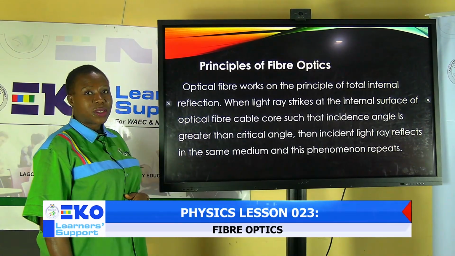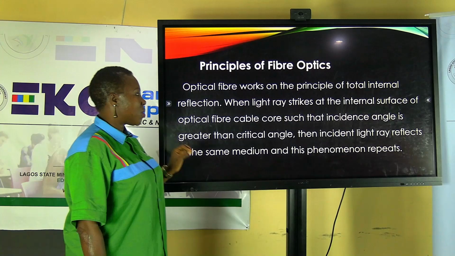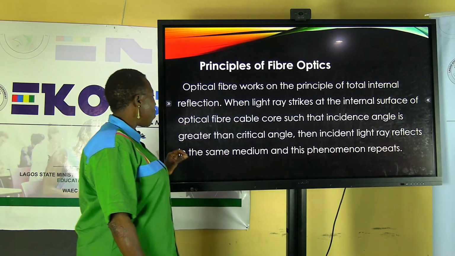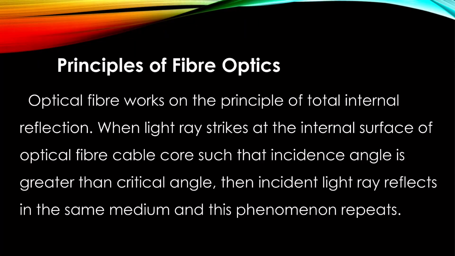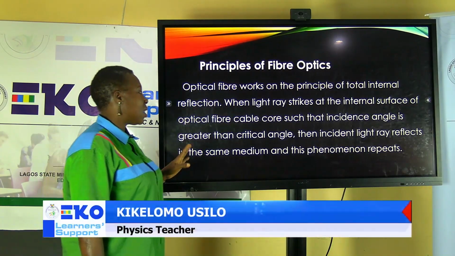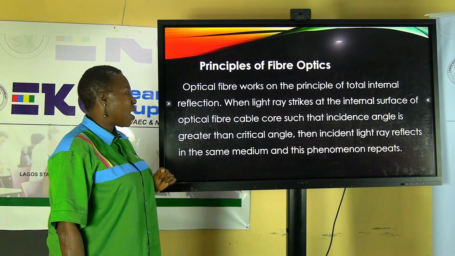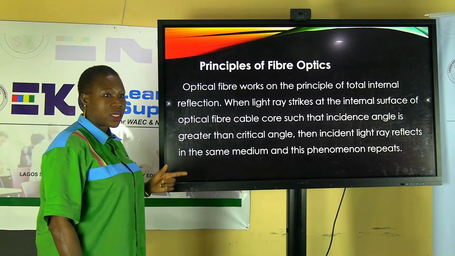Principles of fiber optics. Optical fiber works on the principle of total internal reflection. When light rays strike the internal surface of the optical fiber cable core, such that the incident angle is greater than the critical angle, then the incident light ray reflects in the same medium and this phenomenon repeats itself.